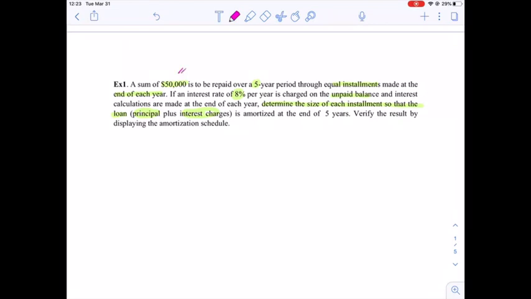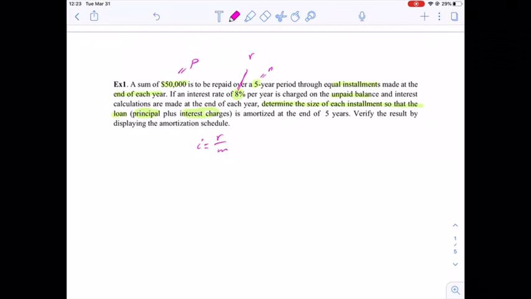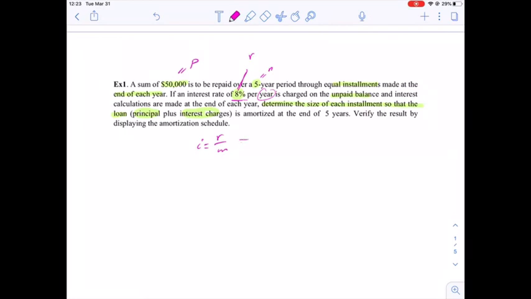So here we need to determine these numbers. 50,000, that is P. 5 is n. 8% is r. We need to find I. I is r over m. This is compounded yearly, that means m is equal to 1. r is 0.08, so I is 0.08. n is 5. P is 50,000.